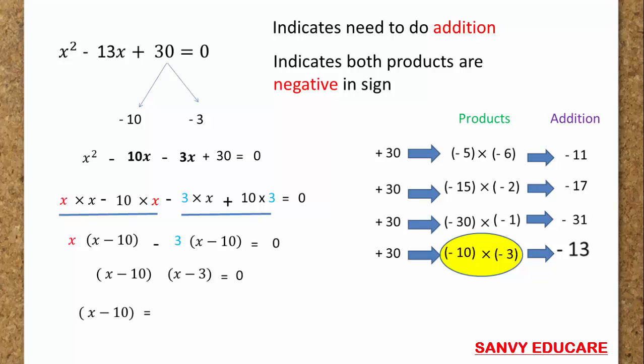x minus 10 is equal to 0, or x minus 3 is equal to 0. x is equal to, this minus 10 will be shifted to the other side, so we get positive 10, or x is equal to 3 after shifting. So here we are: the solutions of x square minus 13x plus 30 equal to 0 are x equal to 10 and x equal to 3.